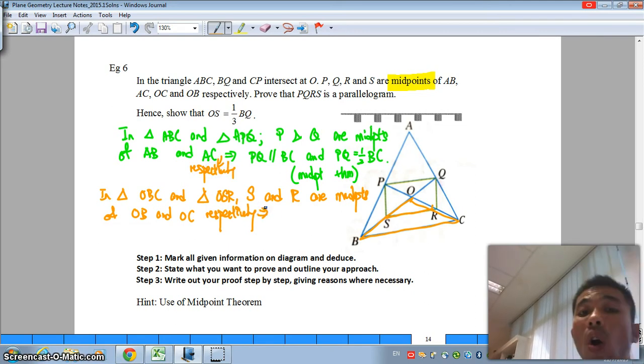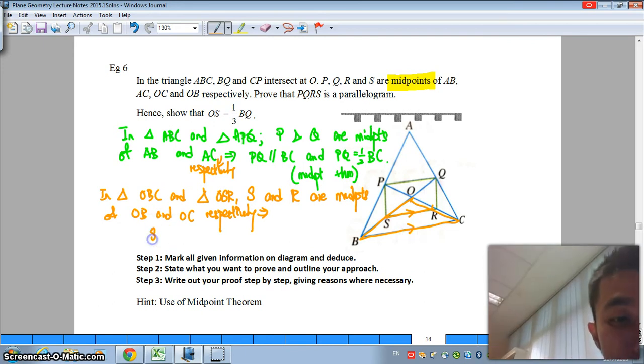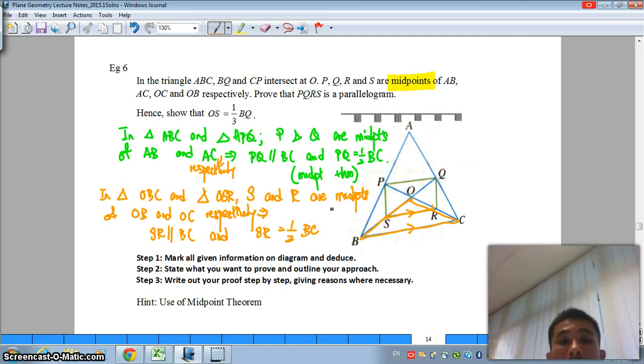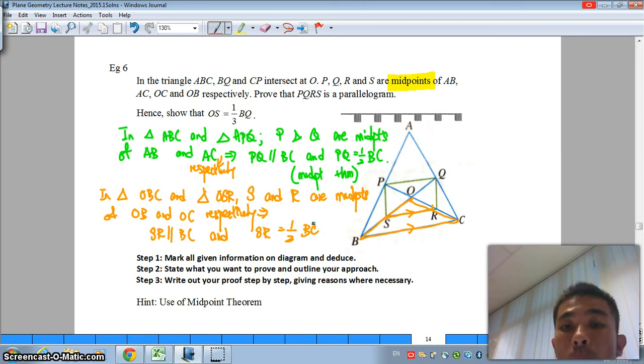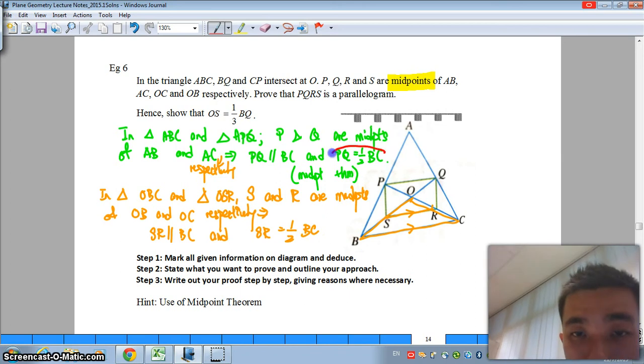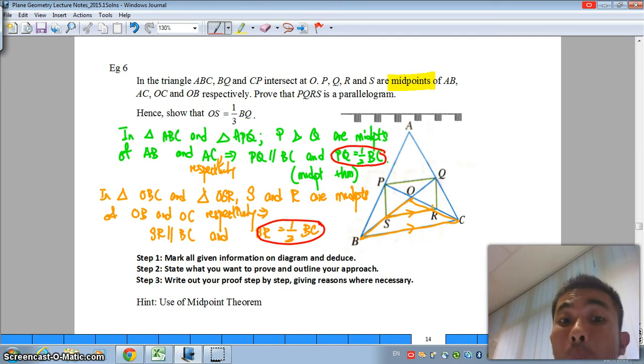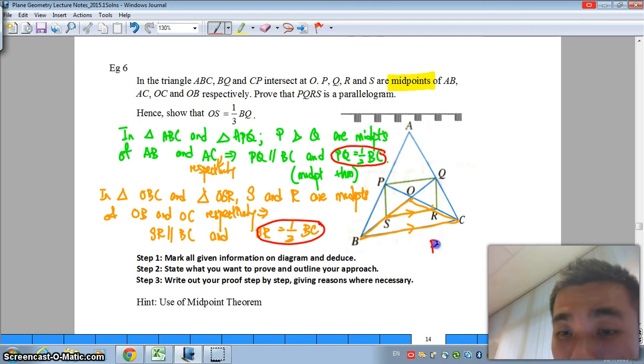Now, please tell me what your conclusions are. As per normal, the first thing is you are to conclude that the two lines are parallel, as well as the shorter parallel line is equal to half the length of the longer parallel line. Now, there is something very interesting down here which I'm going to show you. Notice, do you see both your PQ and your SR are equal to half BC? Very good. Please write that out.